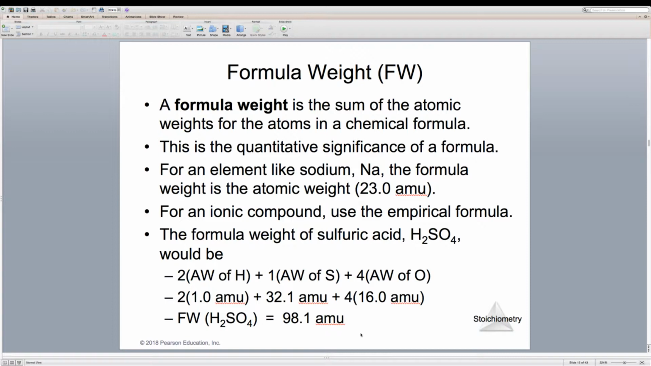So for an element like sodium, the formula weight is the atomic weight, 23.0 AMUs. And that's also utilized in grams per mole as well. Now, for an ionic compound, you are always going to use the empirical formula, and we'll talk a little bit more about empirical formulas as well. And then the formula weight of a covalent compound, such as sulfuric acid, H2SO4, will be 2 times the atomic weight of hydrogen, 1 times the atomic weight of sulfur, and 4 times the atomic weight of oxygen. And they show you the math here, and they show you how to calculate the formula weight.